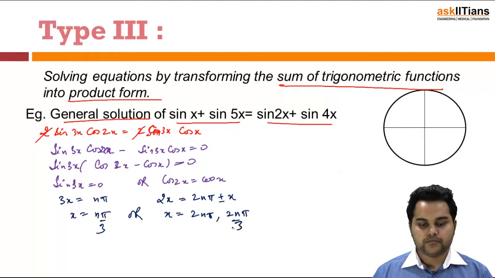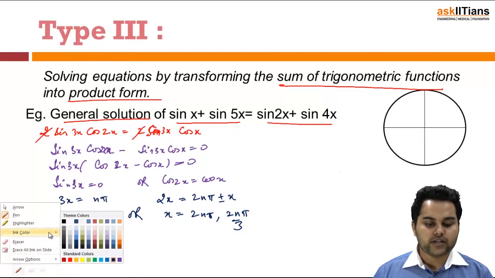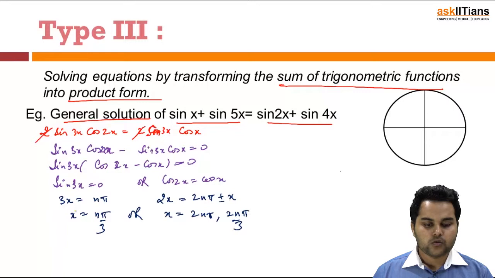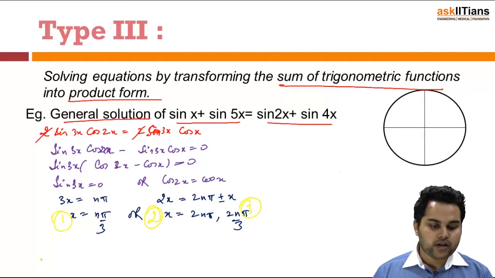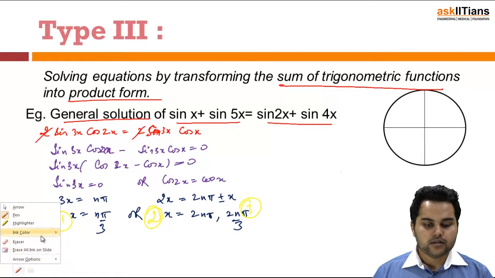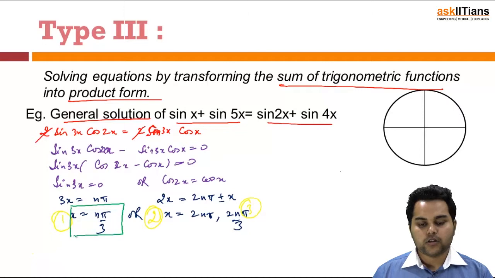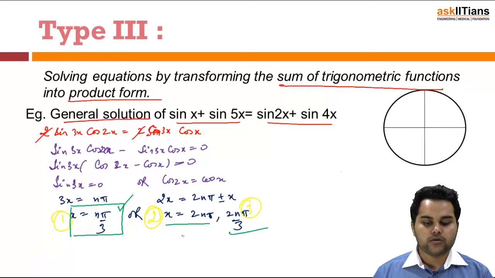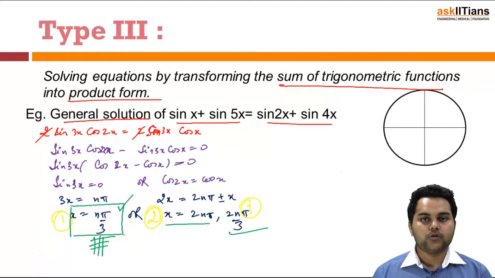2n pi by 3. So the three general solution forms that I have that would satisfy the equation is one this, second is 2n pi, and third is 2n pi by 3, of which the most general form I can see is x is equal to n pi by 3, as it contains all the solutions including the second one as well as the third one. So it's the most general solution, and general solution, as we know, is the set of all the solutions that are possible for the trigonometric equation.